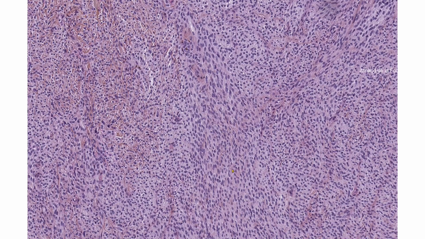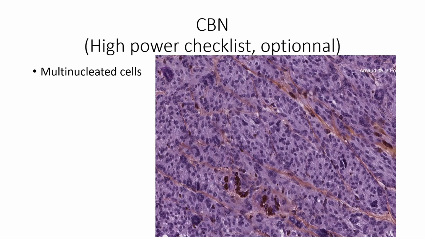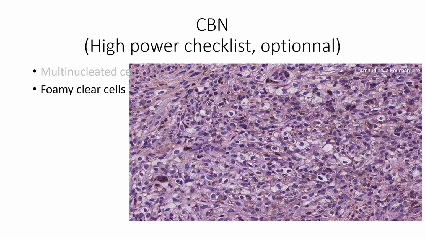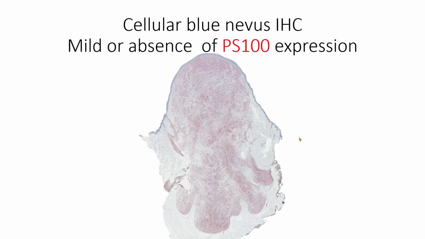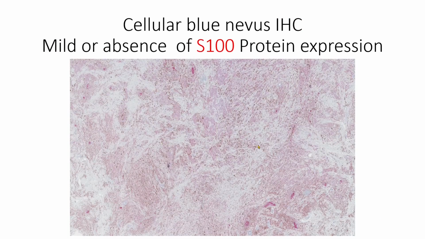Here is this boring cytology in a large area of the cellular portion of a cellular blue nevus. There can be multinucleated cells and also in some areas some foamy clear cells. The IHC of cellular blue nevus shows usually a widespread expression of HMB45, and again we can have a mild or absence of S100 expression, such as in this case where you see the very strong positivity of the nerves.